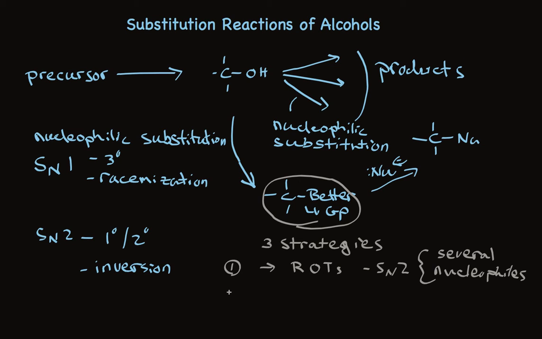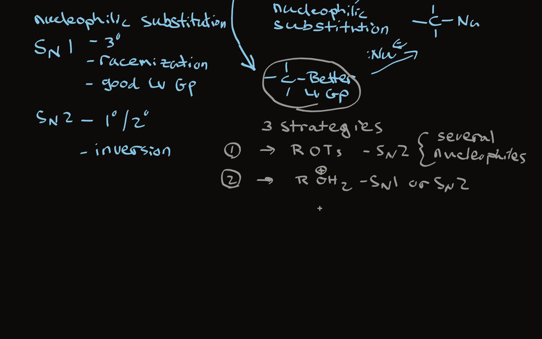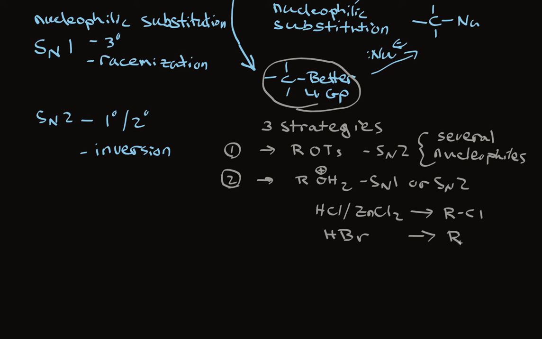A second strategy is to protonate that alcohol and make this a very good leaving group. Actually, this will lead to SN1 or SN2 chemistry, and the specific reagents are HCl and zinc chloride to make chlorides, and HBr to make bromides. And which mechanism operates depends on whether we're talking about tertiary alcohols or primary and secondary alcohols.